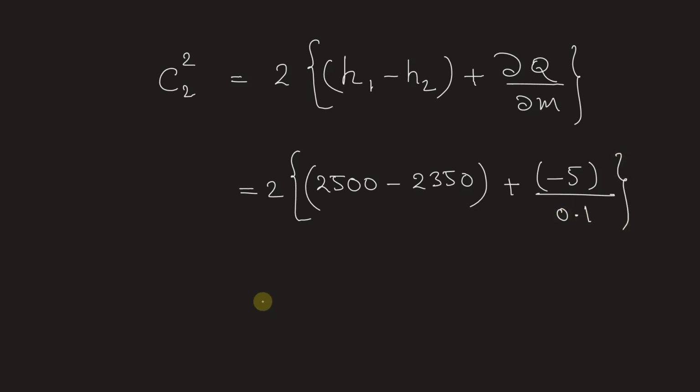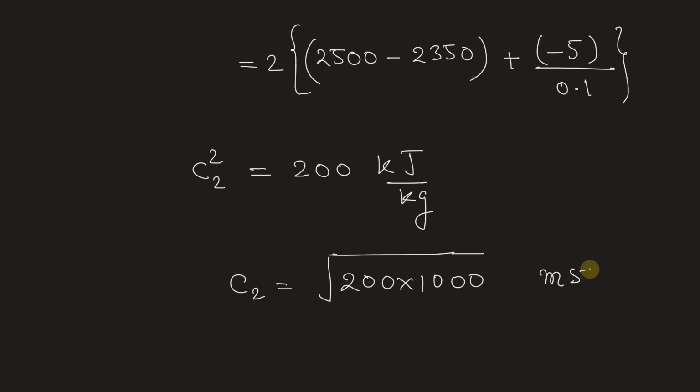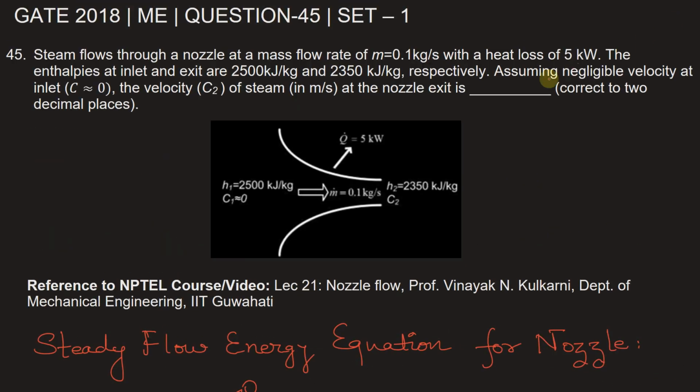So C2 square will be equal to, this entire value will come out to be 200 kilojoule per kilogram. So if we calculate C2 from here, C2 will be equal to the square root of 200 into 1000 joule per kilogram, that is meter square per second square, so the root gives meter per second. So C2 will be equal to 447.21 meter per second.